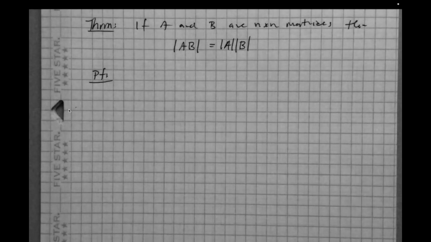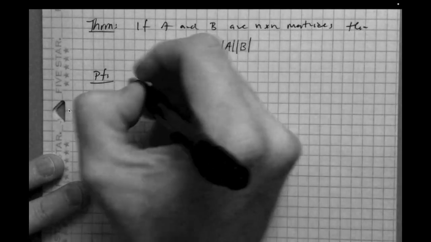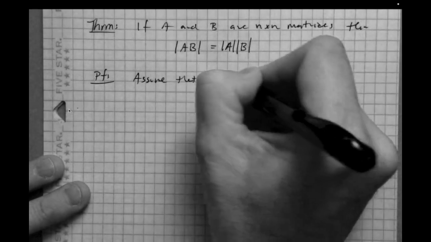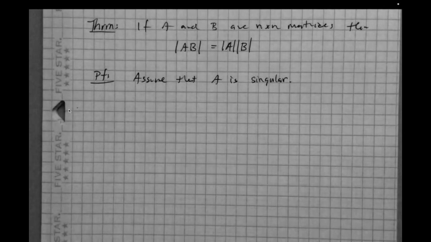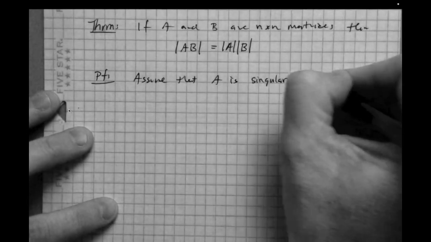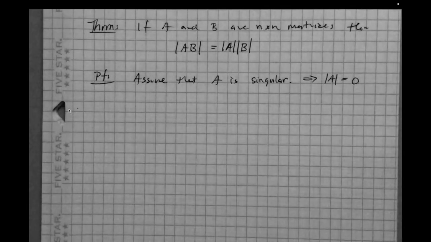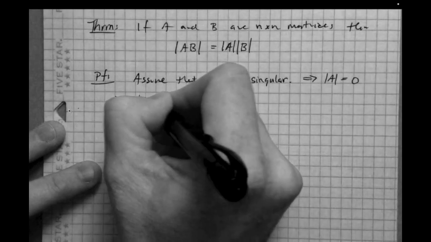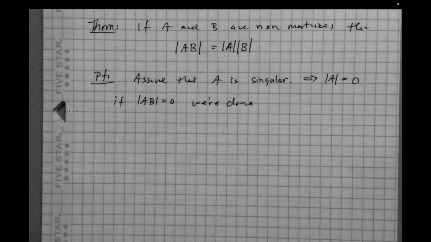The first handful of cases is where A is a singular matrix. So we're going to assume that A is singular to start with. Now, if A is singular, that implies that the determinant of A is equal to 0. We saw that in prior theorems. And so if the determinant of AB is also 0, we're done.